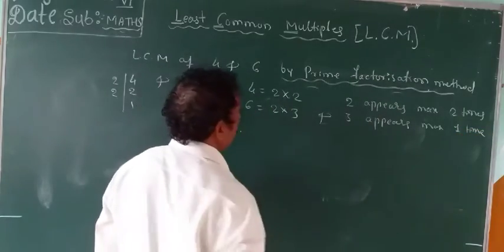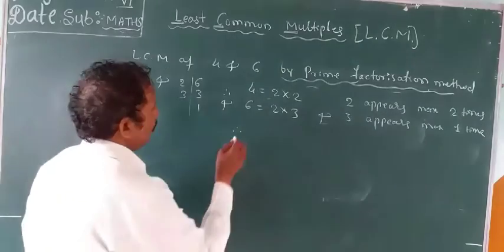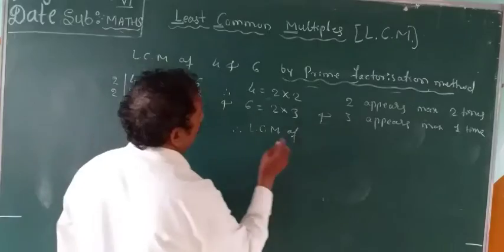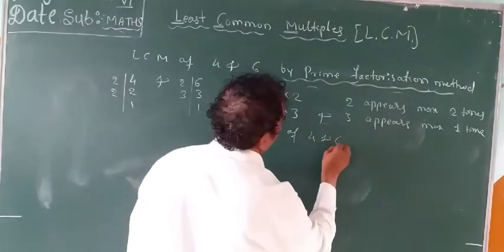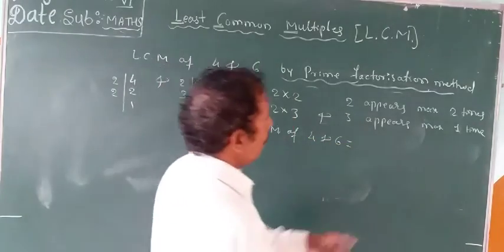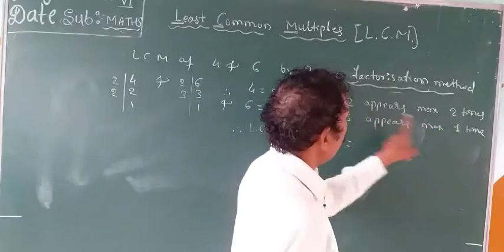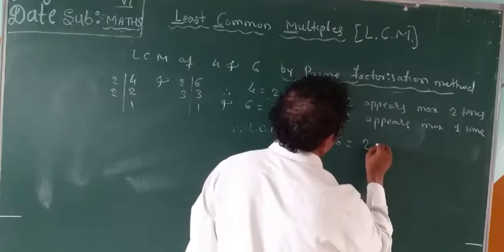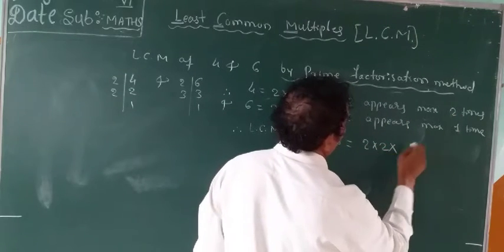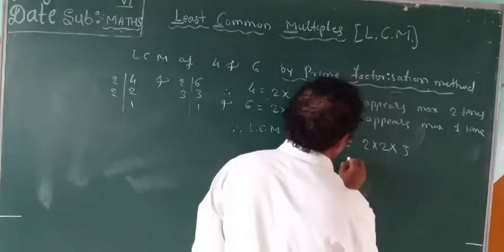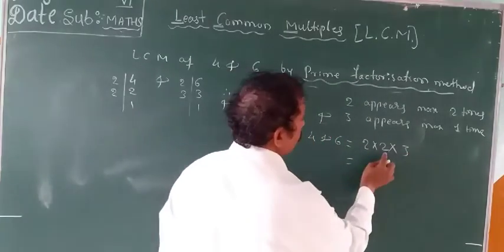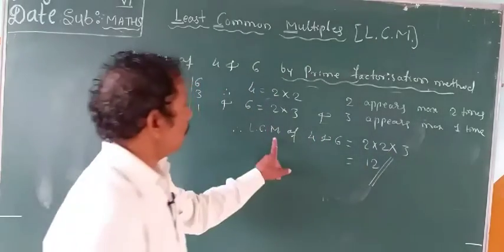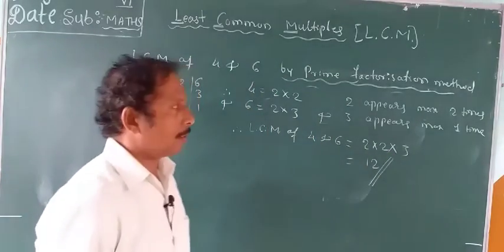Therefore, LCM of 4 and 6 is equal to, take 2 times 2, 1 time 3. 2 times 2, 2 into 2, then 1 time 3. Now take the product, 2 2s are 4, 4 3s are 12. This is the LCM of 4 and 6.